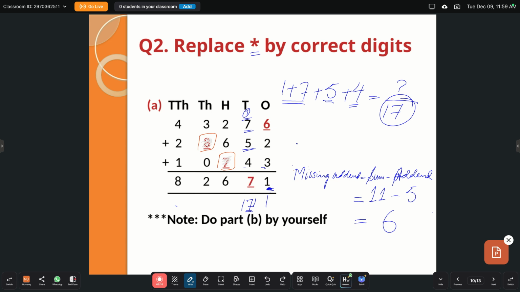Okay. Tell me, beta, now what we have to do? We have to now find the missing digit here in the hundreds column.